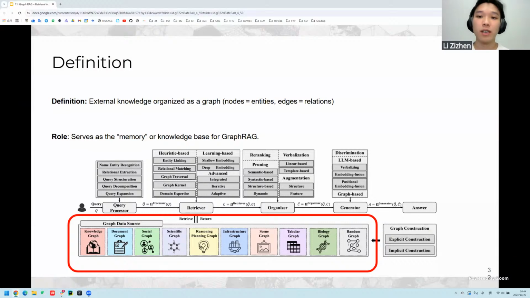So the graph data is an external knowledge organized as a graph. Usually the node represents entities and the edge represents relationships. As you can see from the picture below, in the entire pipeline, the user will first send a query to the query processor. The processor will process it and give it to the retriever, and the retriever will retrieve from the graph data source. So the graph data source basically serves as a memory or knowledge base for the GraphRAG.